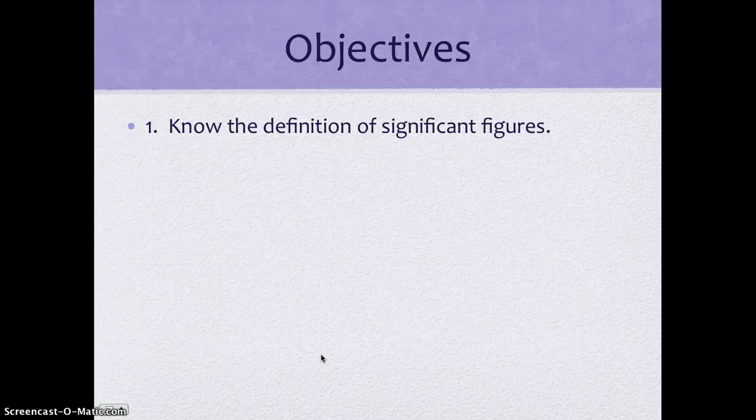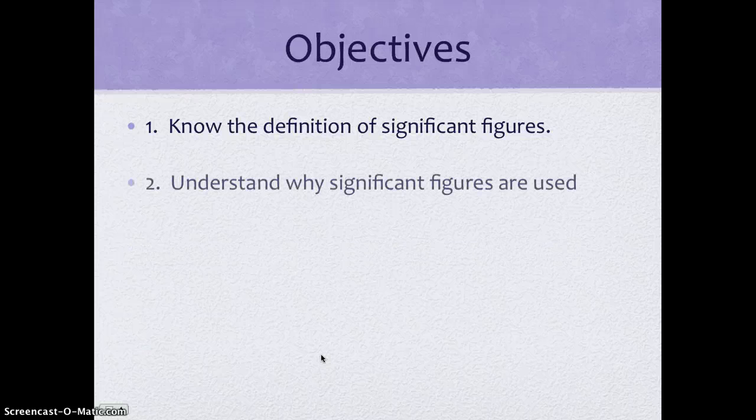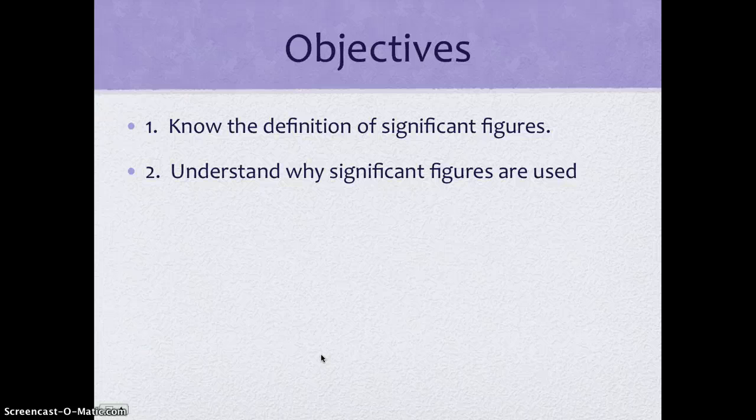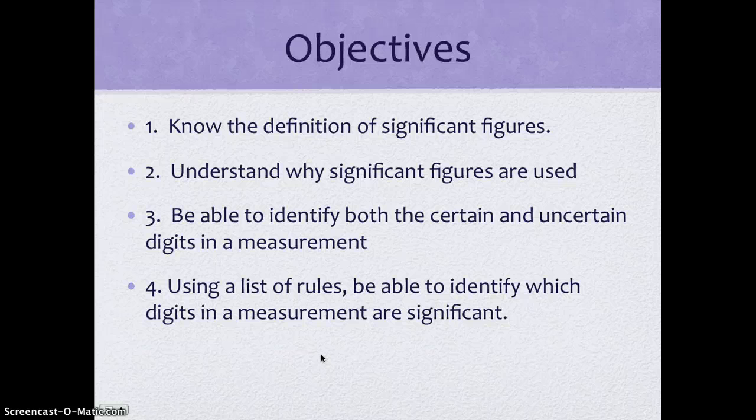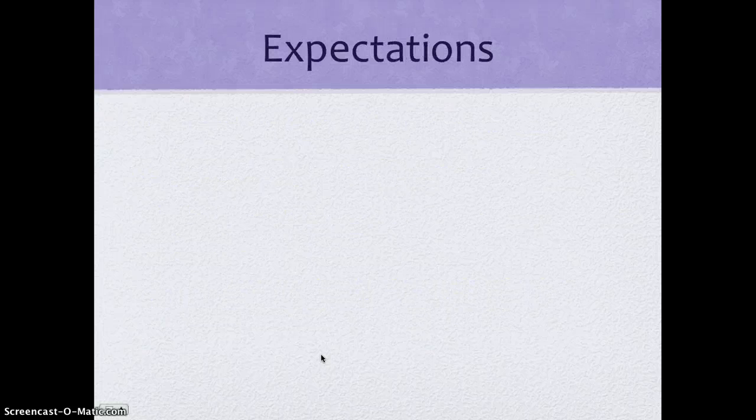All right, what are our objectives? First of all, we need to know what significant figures are. Then we need to understand why we use them. Then we have to be able to identify both certain and uncertain digits in a measurement, the ones we're sure about and the ones that are estimated. And using a list of rules, we want to be able to identify which digits in a measurement are significant.